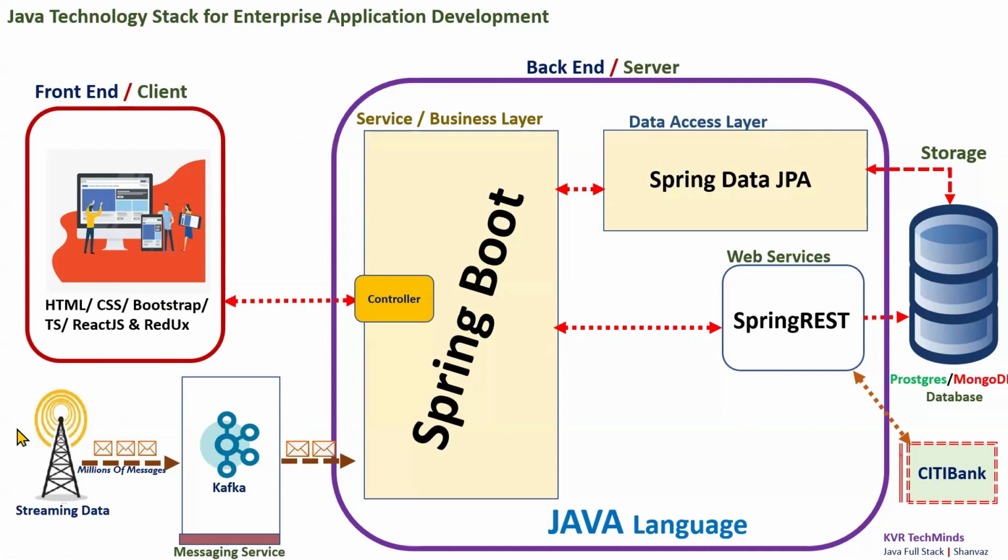If you know only HTML, CSS, Bootstrap, JavaScript and React JS, you will be called a front end developer. If you know only Spring Boot, Spring Data JPA, Spring REST, MongoDB and Kafka, then you will be called a backend developer. If you know both, then you will be called a Java full stack developer. A full stack developer knows both front end and back end.